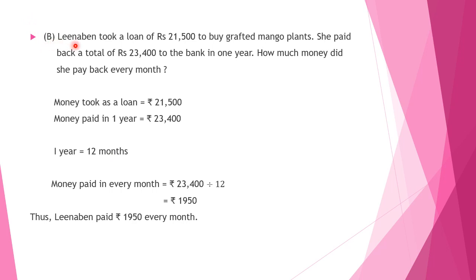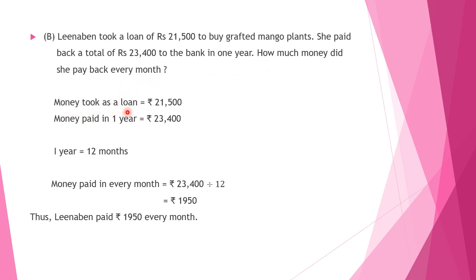Question number B. Leena Ben took a loan of rupees 21,500 to buy grafted mango plants. She paid back a total of rupees 23,400 to the bank in 1 year. How much money did she pay back every month? So she took a loan as rupees 21,500 and she paid back a total of rupees 23,400. So we have to find how much money she paid in 1 month.